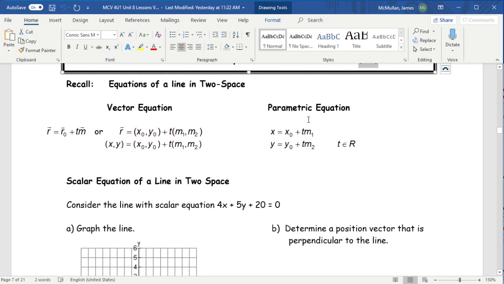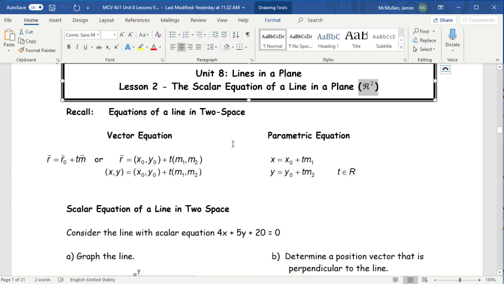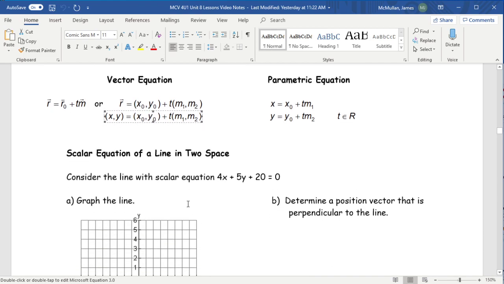So remember from yesterday, we had two equations that represent a line. It would be a point plus a parameter times a direction vector, or you can separate them into the two parametric forms, where you have the x coordinate plus t times the x component of the direction vector, and y would be the y coordinate of a known point plus t times the y component of the direction vector. These are both good ways of representing a line in 2D, or well, 3D too, but for now 2D.